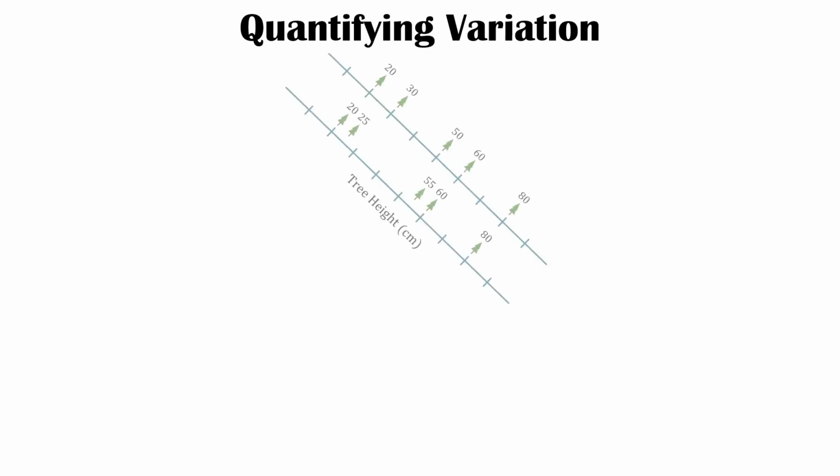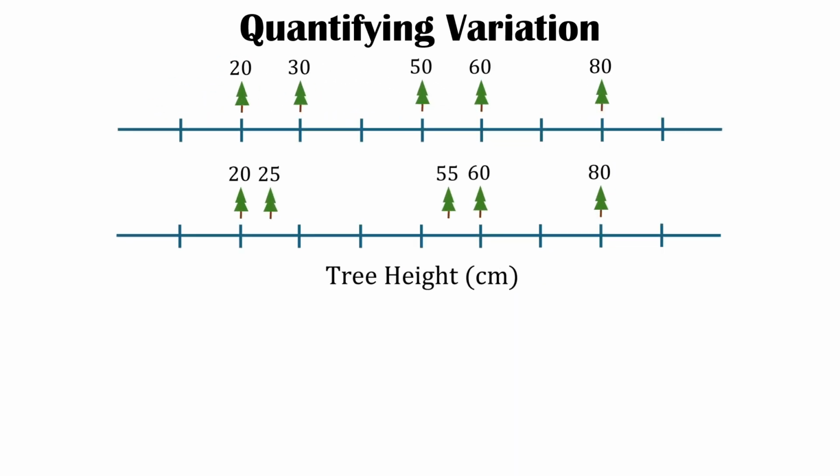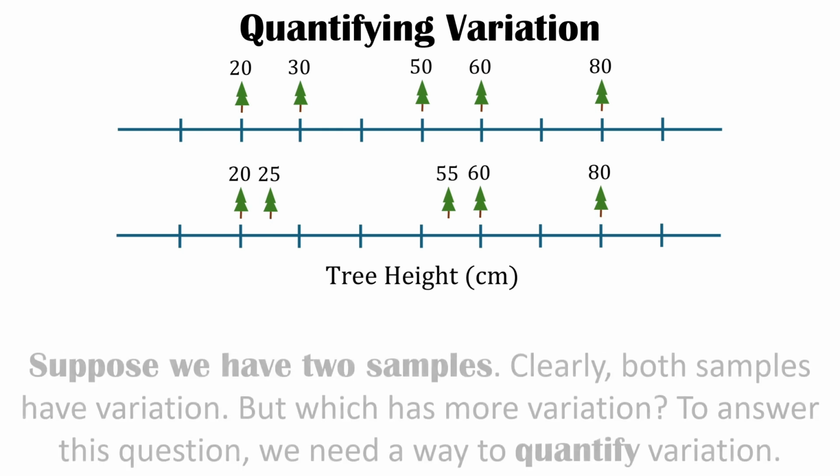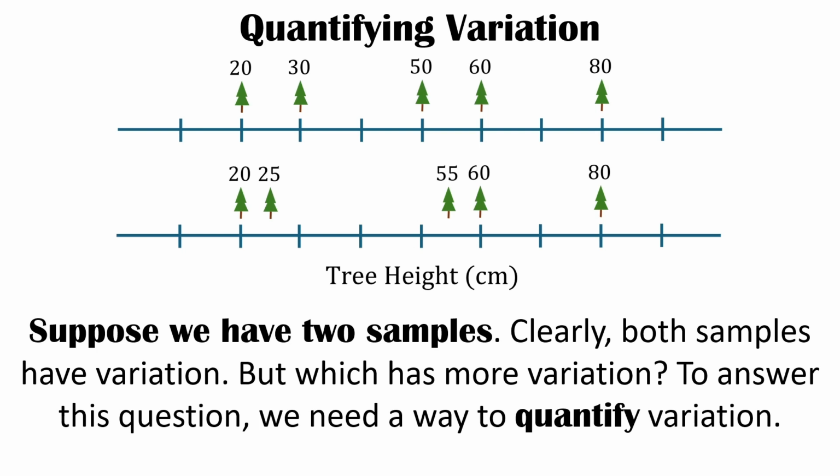Now we want to quantify variation. In other words, we want to have a number that tells us how much variation there is in our data set. And so one reason we would do that is often we find ourselves wanting to compare two data sets and to determine which data set has more variation. So in order to do that, we have to have a way to quantify variation. So that's what we're going to talk about here.